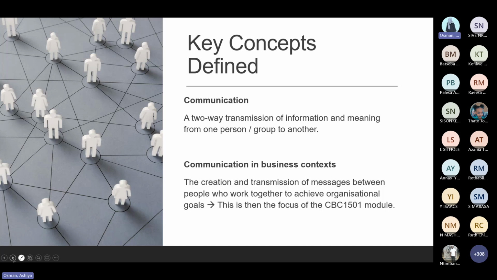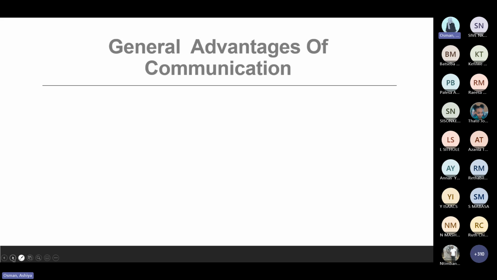So communication in business context is the creation and transmission of messages between people who work together to achieve organizational goals. So this then is the focus of this module. So what we need to do is understand that there's an organizational goal that you need to achieve. And for that, we need effective communication and an effective creation and transmission of messages between people who work together. Now, I told you whether that's in a brick and mortar organization or whether that is in a digital organization, right? In a virtual organization, like we have a lot of that happening now, right?